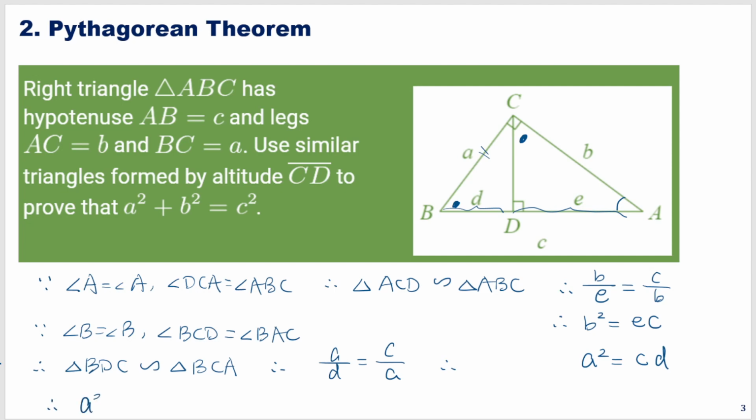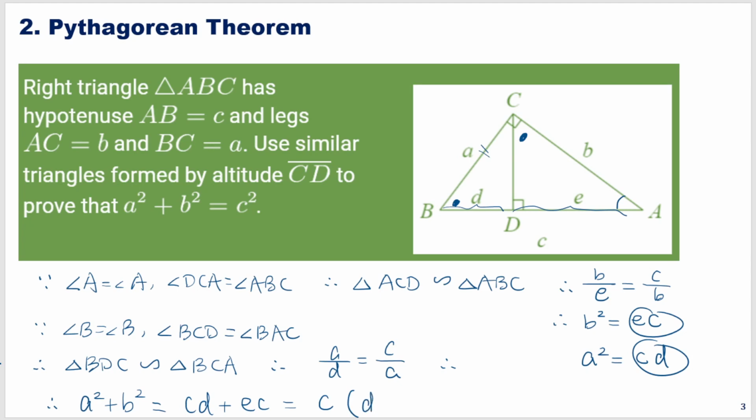Therefore, we know A squared plus B squared, just insert EC and CD here. EC plus CD. And C is a common factor, so put it in front. That means C times the sum of D plus E. The sum of D plus E is actually C, right? So that's actually C squared. You see that? So here's one of the many methods we can prove the Pythagorean theorem.